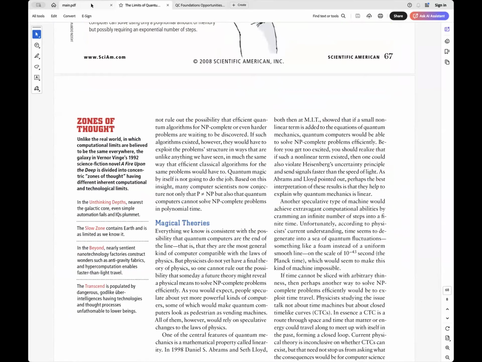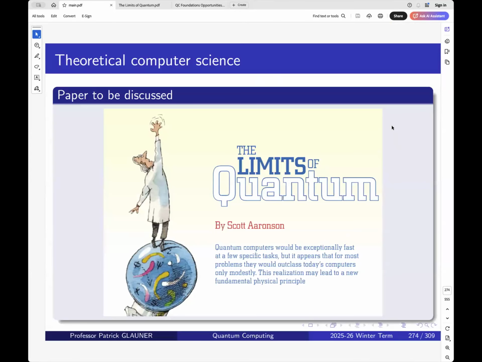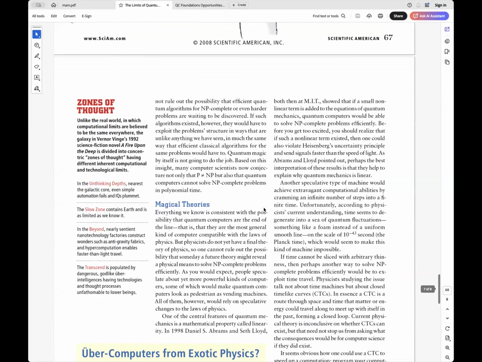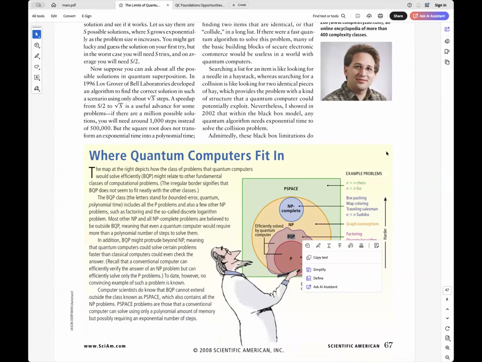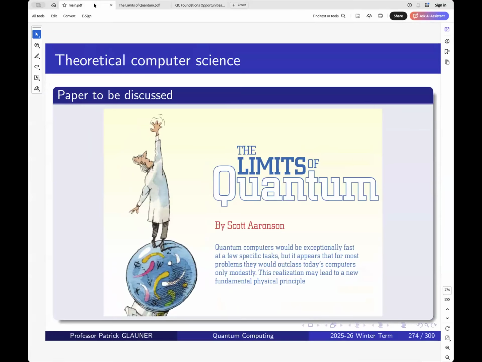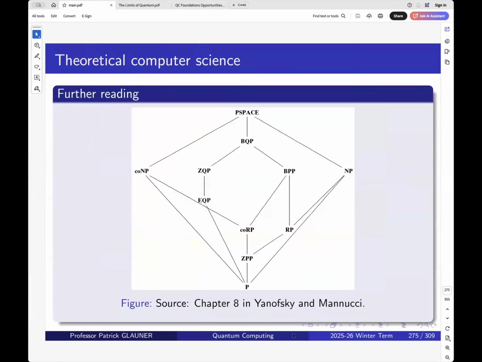This was this chapter or article, and you're supposed to read it and understand it. Also, with regards to the seminar presentation Q&A, the article here covered the BQP class. It turns out there are more classes than BQP with regards to quantum computing, and they are discussed in great detail in the Yanofsky and Mannucci book.